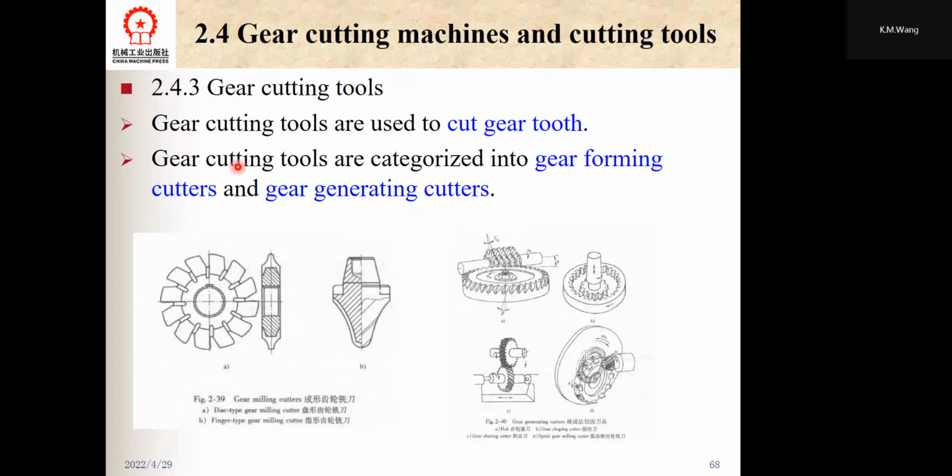The gear cutting tools are organized into gear forming cutters and gear generating cutters. The first is the gear milling cutters. The common commercial gear milling cutters are available as a set for a given module.